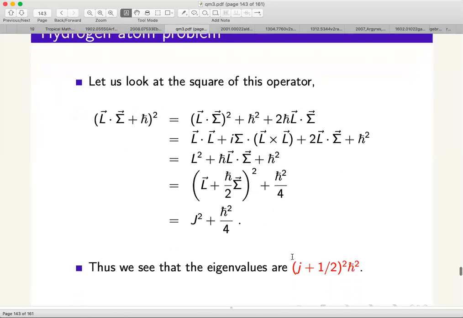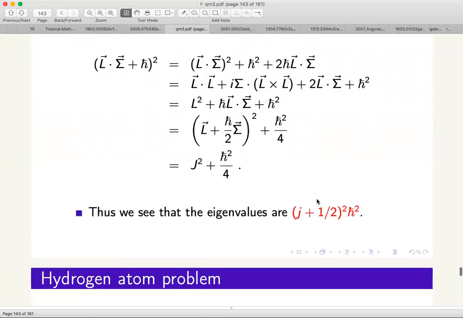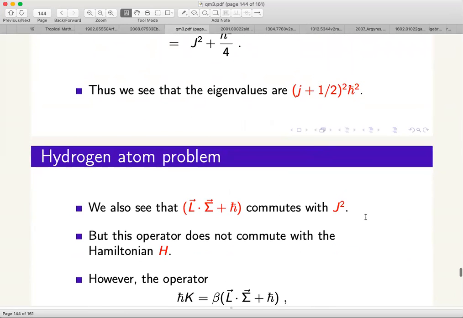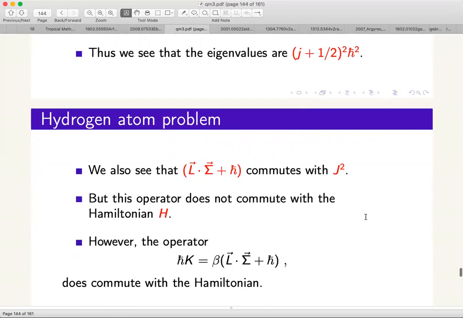squared. Now, if you operate this in this particular form, you get the eigenvalue H bar squared times J into J plus 1. If you pull the H bar squared out, you get J into J plus 1, which is J squared plus J plus 1 quarter, which can be written as J plus half squared. That's why the eigenvalue of this is just J plus half squared times H bar squared. We could use this when we start looking at the radial part of the problem. I just said that they commute.